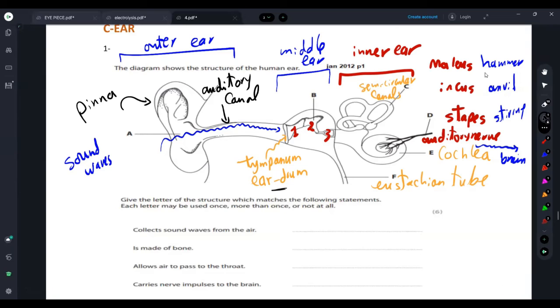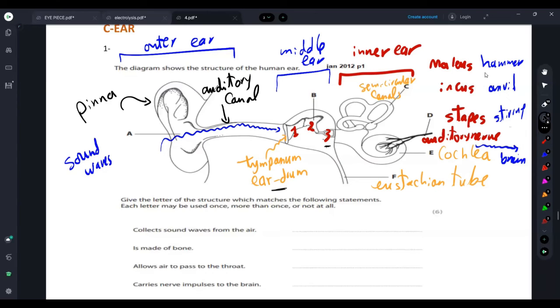Then here we have vibrations. The tympanum will create a vibration which is transmitted across the three bones. One, two, three. Remember that this one is the smallest bone we have in the human body, the stapes or stirrup. Then the stapes or stirrup will kick the cochlea. Inside the cochlea, we have receptors which can change the vibration into nerve impulse. Then the nerve impulse is carried to the brain by the auditory nerve.